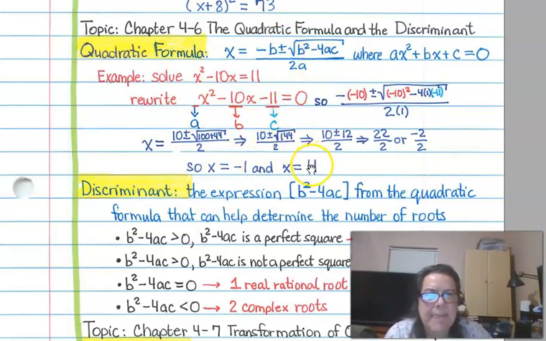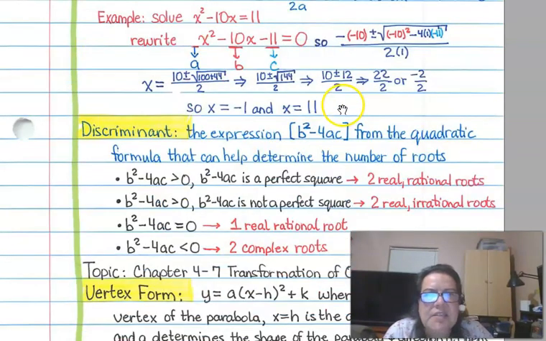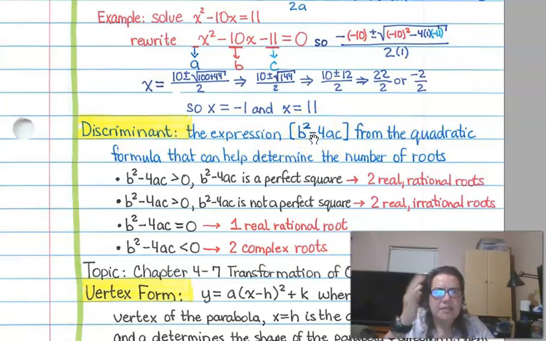Simple as that. Now, I want you to notice something. I want you to notice this thing here inside the radical, that root symbol. If you notice this right here, b squared minus 4ac, that has a special name. It's called the discriminant. The expression b squared minus 4ac from that quadratic formula can help us to determine how many roots you're going to have, okay?